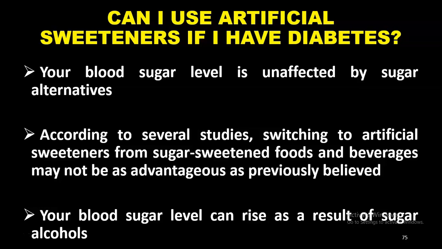Free foods don't count as calories or carbohydrates on a diabetes exchange since they have fewer than 20 calories or 5 grams or less of carbohydrates. But keep in mind that even when foods contain artificial sweeteners, other components may still have an impact on your blood sugar level. According to several studies, switching to artificial sweeteners from sugar-sweetened foods and beverages may not be as advantageous as previously believed. When artificial sweeteners are consumed in high quantities, this might be especially true. However, more study is required.